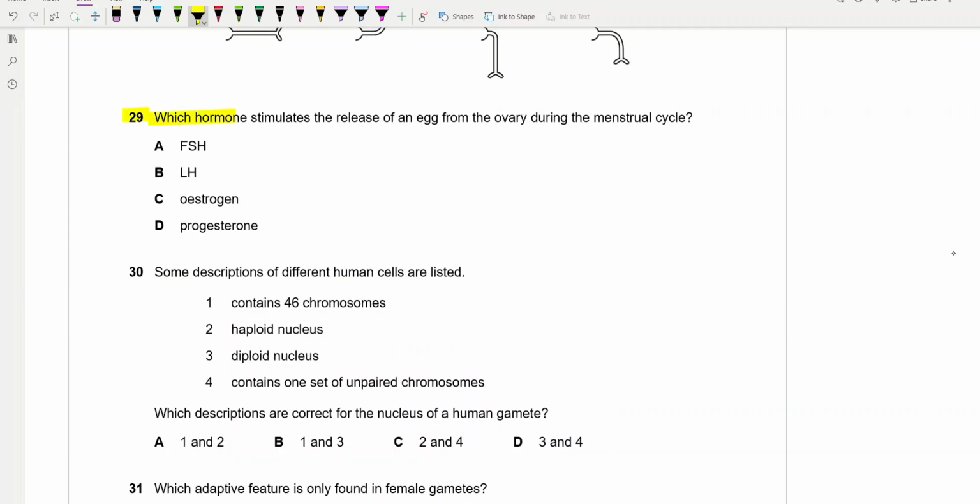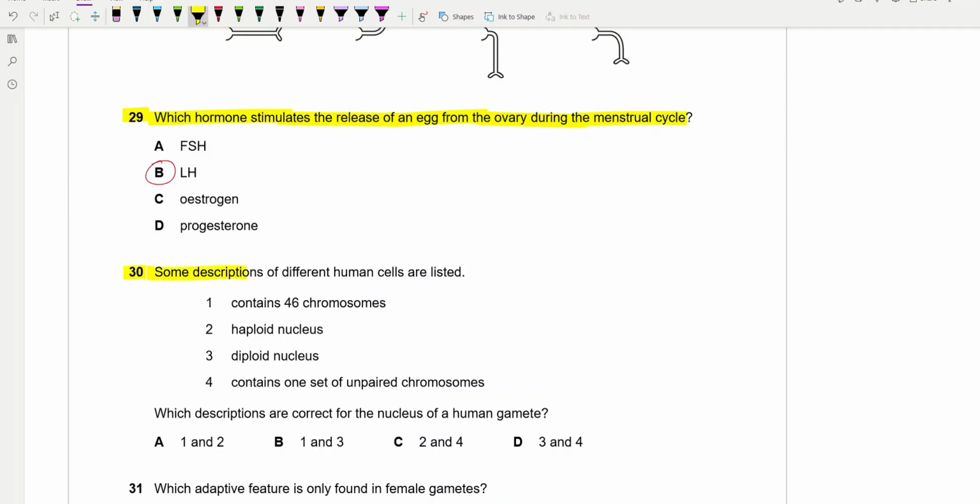Question number 29. Which hormone stimulates the release of an egg from the ovary during the menstrual cycle? Option A, FSH. Option B, LH. Option C, estrogen. Option D, progesterone. The correct answer would be option B.